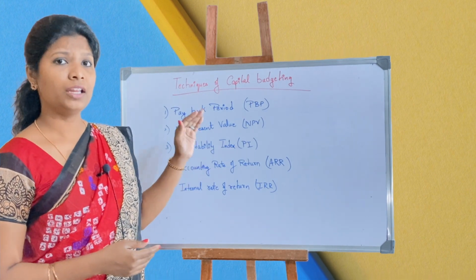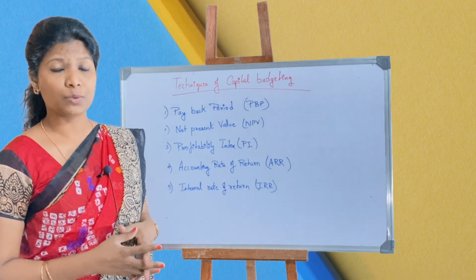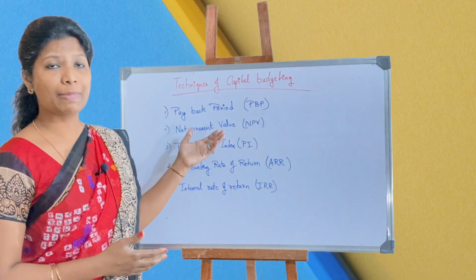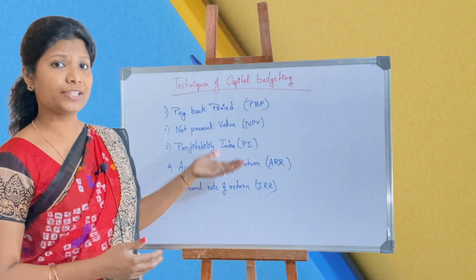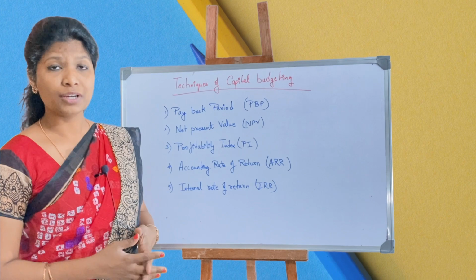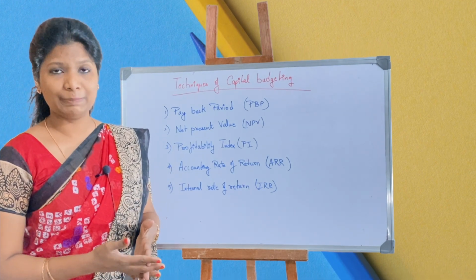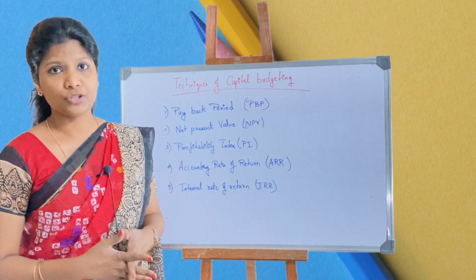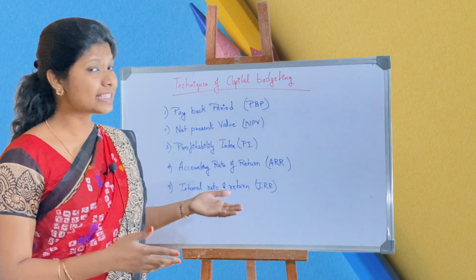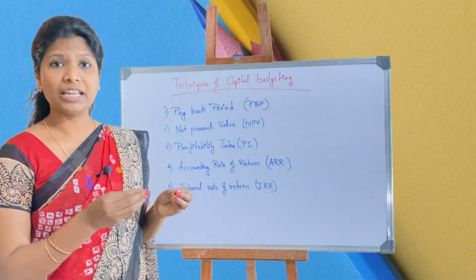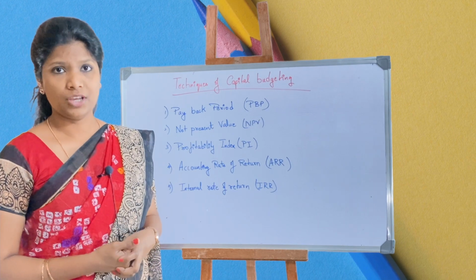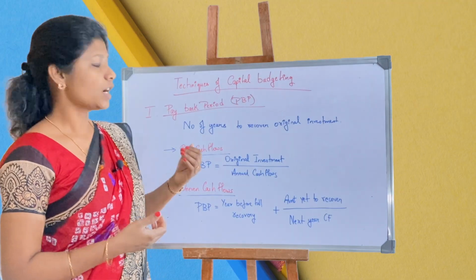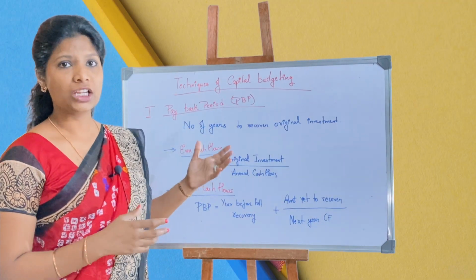So these are the 5 different methods by which you can find out whether a certain project is profitable to you or not. Starting with payback period and going to internal rate of return, these are the different techniques for the management of a company to decide whether or not a particular project is a profitable venture. Based on these calculations, a company decides to invest in a particular project or not. So let's look at each technique in detail, starting with the first technique, the payback period.